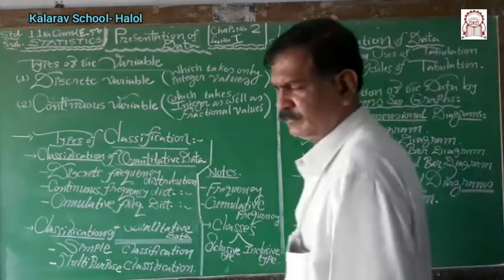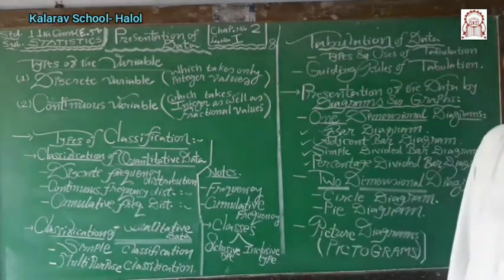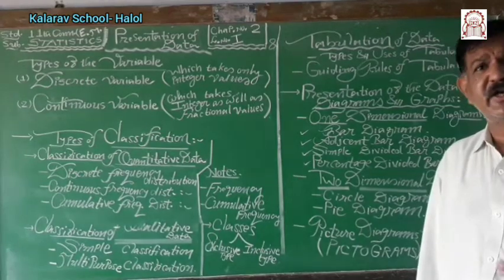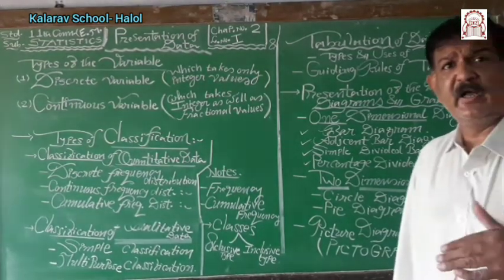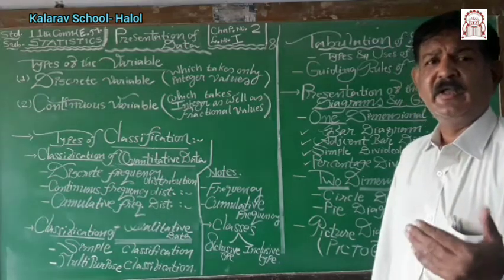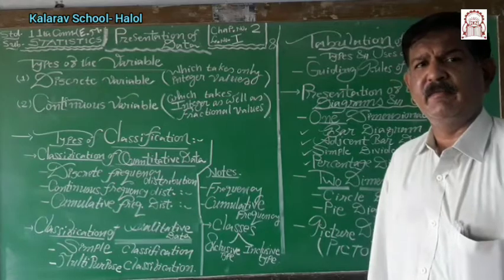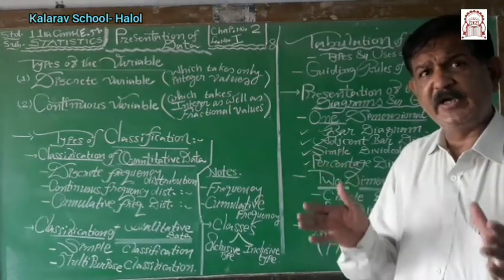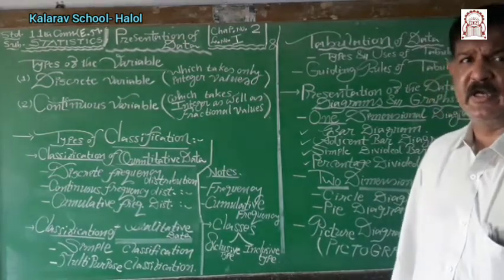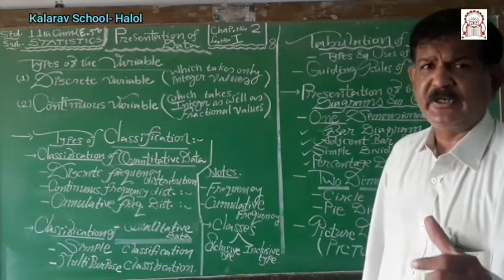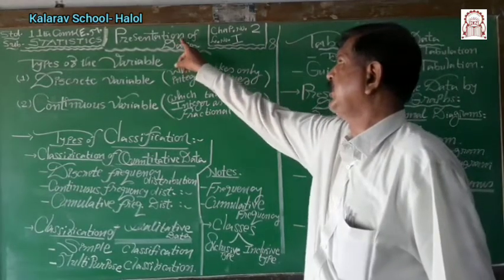But as you know, Croxton and Cowden's definition of statistics: statistics is a scientific method in which collection of the data, presentation of the data, analysis of the data, interpretation of the data, and etc. After collecting the data, the question arises how to present the data, the means of presentation, the types of presentation. The second chapter is presentation of the data.